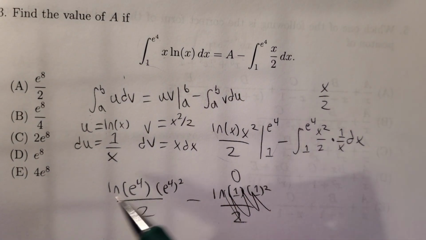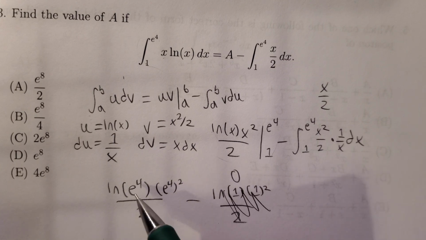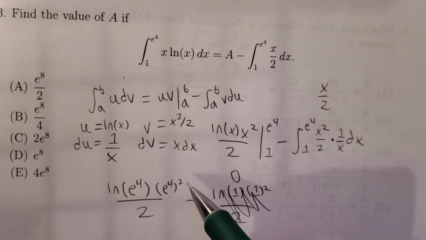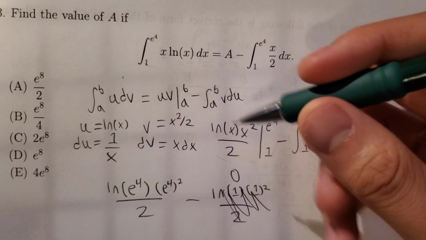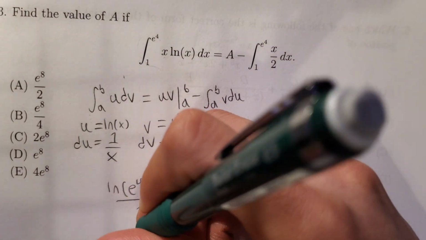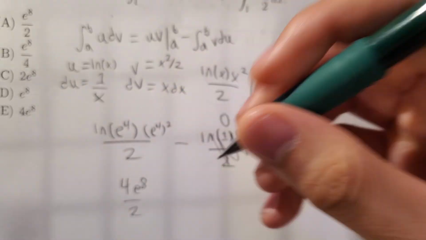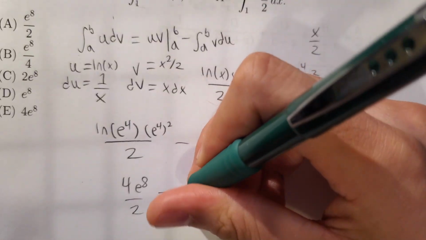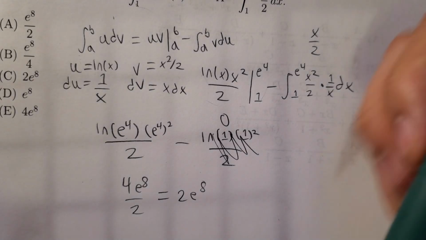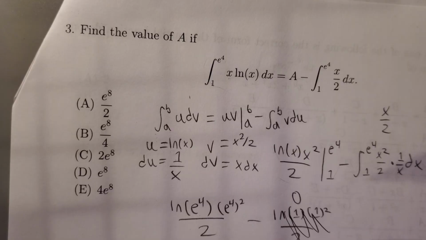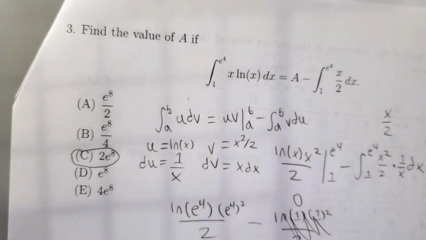And then natural log will cancel out e, so you just end up with the exponent. So ln of e to the 4th is just 4, and then e to the 4th squared is e to the 8th. So this ends up being 4 times e to the 8th over 2, and that simplifies down to 2 times e to the 8th. So now we have a. This is equal to a. And so the answer to this question ends up being C.